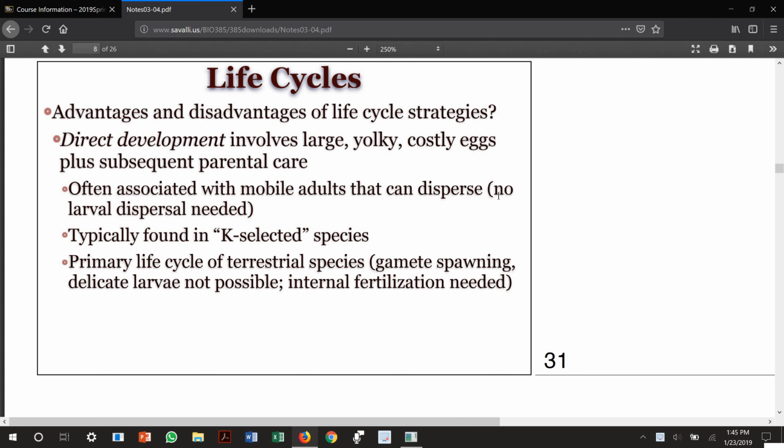And so you can keep the larvae either with you or in some protected place. You can bury them, put them in a burrow or something like that, attach them to the substrate somewhere where they might be safe. So typically these are ecologically more K-selected in comparison. The letter K refers to the symbol used for the carrying capacity of the environment.